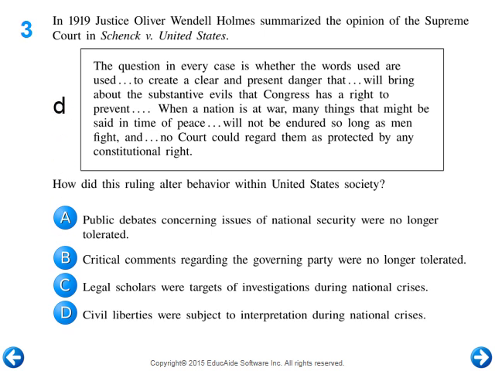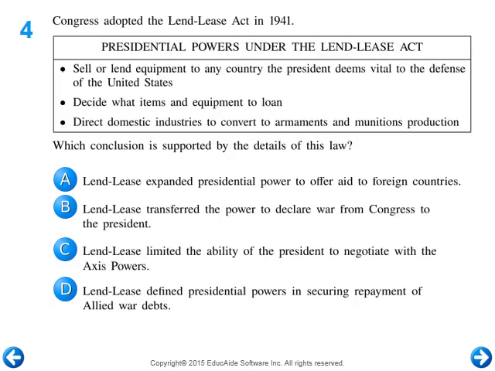D. Number 4. Congress adopted the Lend-Lease Act in 1941. All right, so here's some of the powers on it. The presidential powers under the Lend-Lease Act to sell or lend equipment to any country that the president deems vital to the defense of the U.S.